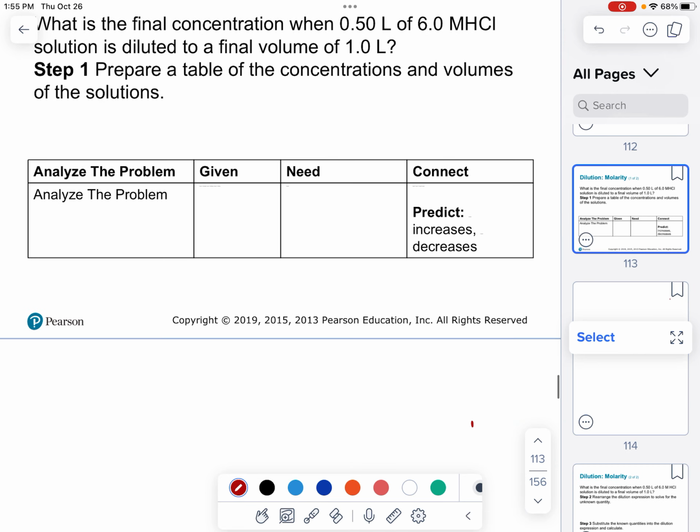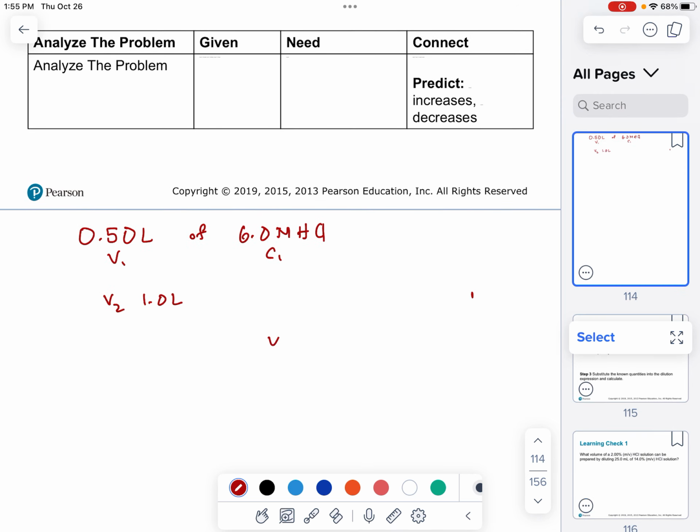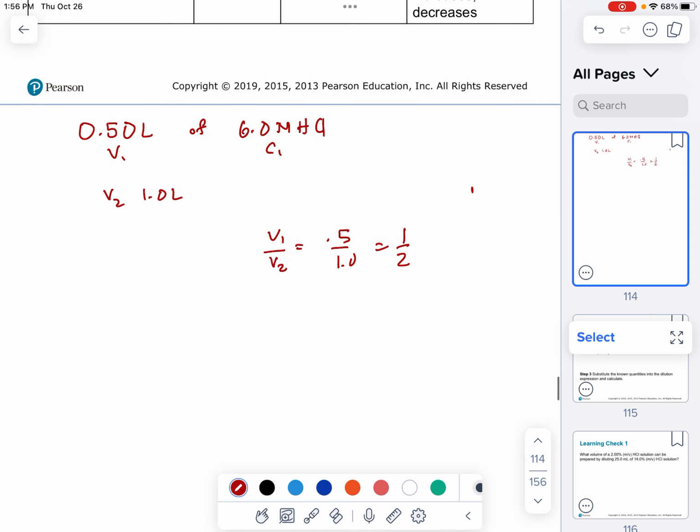Okay, so we have 0.50 liters of 6.0 molar HCl. So this is V1, that is C1. And we're told that it's diluted to a final volume of 1.0 liters. So notice this ratio of the initial volume to the final volume is 0.5 to 1. So this is a 1:2 dilution factor. So right away, we should expect our concentration in the end to be half.